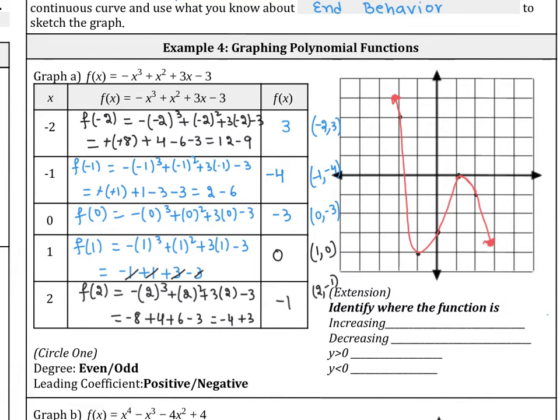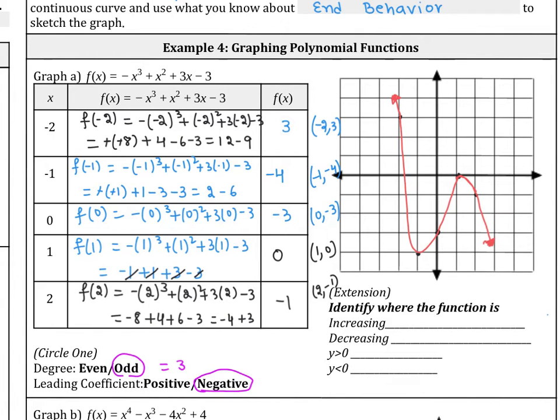Now we are going to answer some of the questions on the bottom, which is the degree of the polynomial. You can see that the degree of the polynomial is 3. So the degree is odd and it is 3 in value. The leading coefficient is the number that is next to the highest degree term. That's going to be -1, so the leading coefficient is negative.